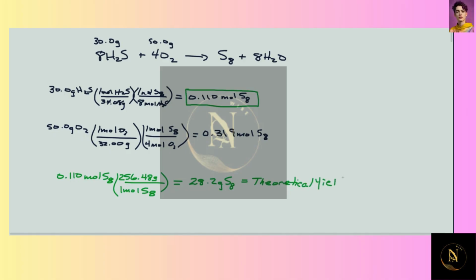When we do it by math, that's called the theoretical yield. And the theoretical yield is what you should be able to make if everything were perfect or if it were 100%. But we don't have a perfect world here. We only made 98% of what we were supposed to. So we're going to take that 28.2 grams and multiply it by 98% or 0.98 to get the actual yield that we made. So we're going to wind up with 27.6 grams.